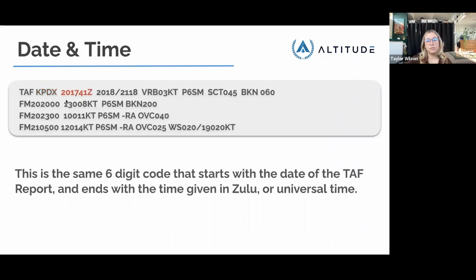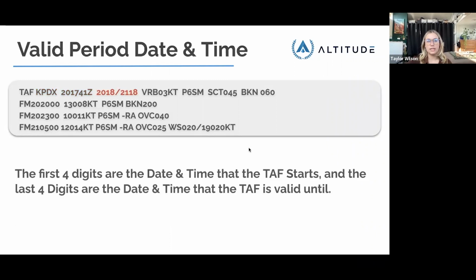Now, following, you've got the date and time that this report was issued. So this report was issued on the 20th at 1741 Zulu. Then followed by the valid period, date, and time. So it was issued at 1741 Zulu. However, the valid time period for this report is from the 20th at 1800 Zulu until the 21st at 1800 Zulu, which means that this is a 24-hour forecast.